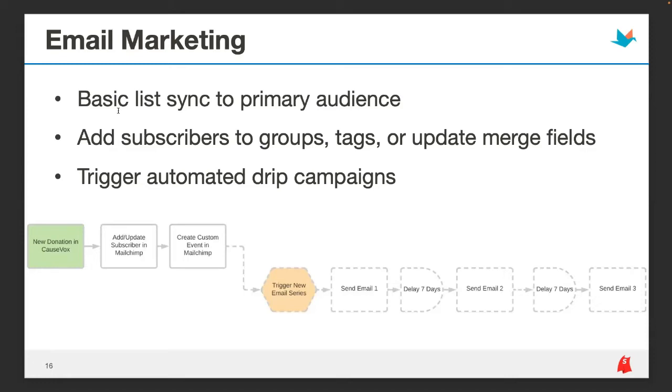And the last thing we can do is that we can send donors to MailChimp to trigger different drip campaigns based on donation activity. So perhaps you have an email series you want to trigger based on giving to a specific campaign. Maybe you have an email series targeted at converting one-time donors to recurring donors, or even setting up a lapsed donor recapture series. These are all automations that can be supported through an integration between CauseVox and MailChimp.